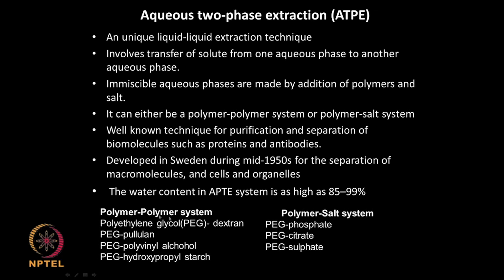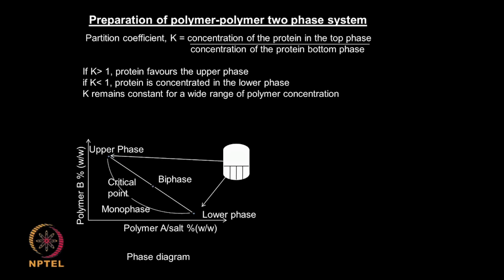So, what type of polymers do we use? Polyethylene glycol and dextran, polyethylene glycol and pullulan, PEG and PVA, PEG and hydroxypropyl starch. If you look here for polymer salt, PEG phosphate, PEG citrate, PEG sulfate. So, these are very common. As you can see, PEG is very common, widely used because it is very hydrophilic and it does not affect the protein systems.